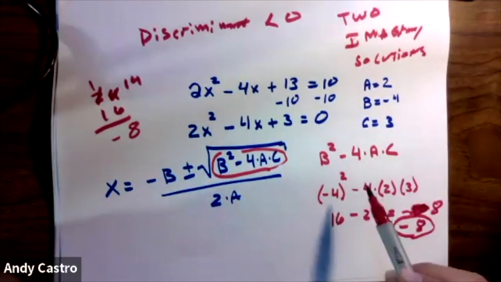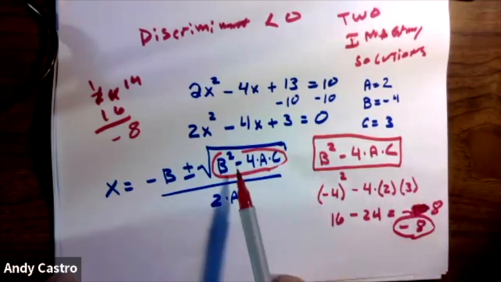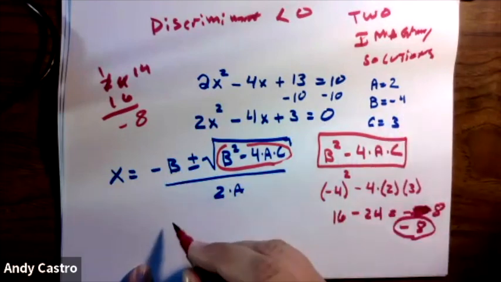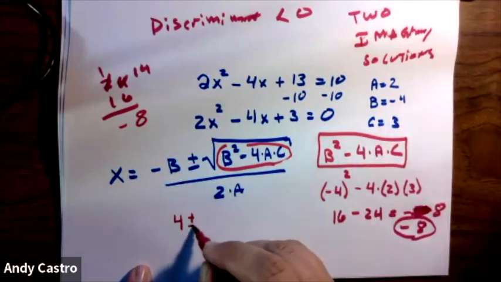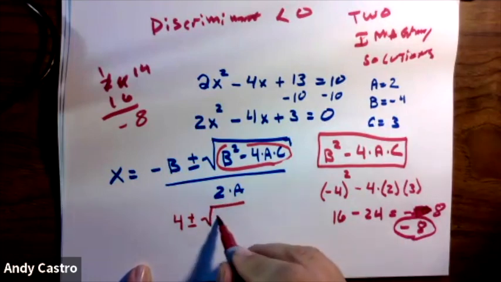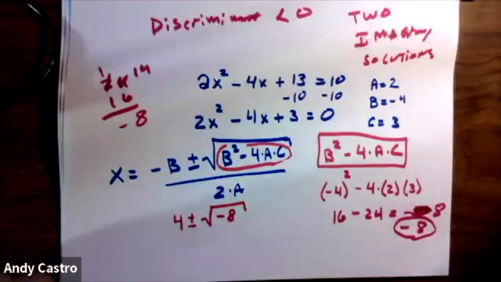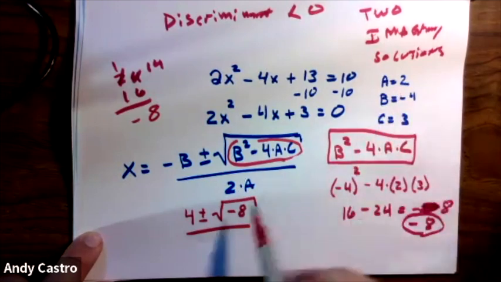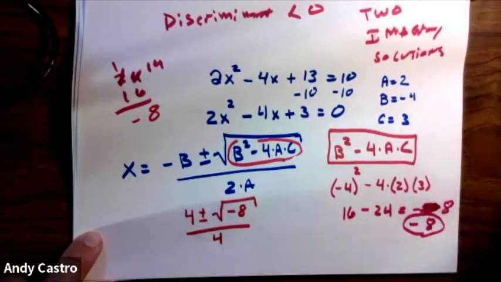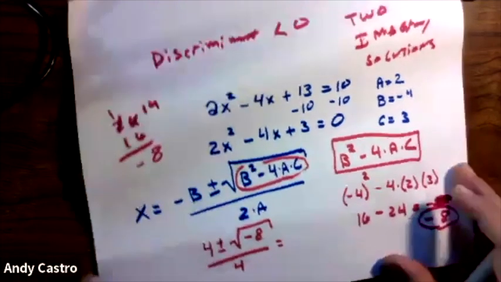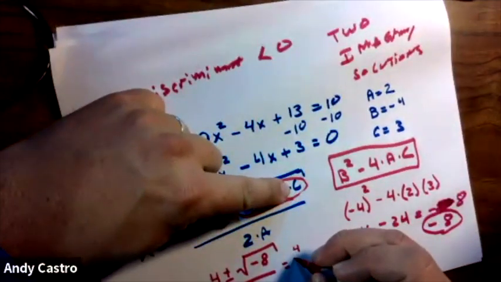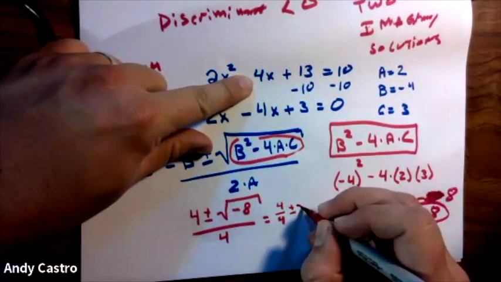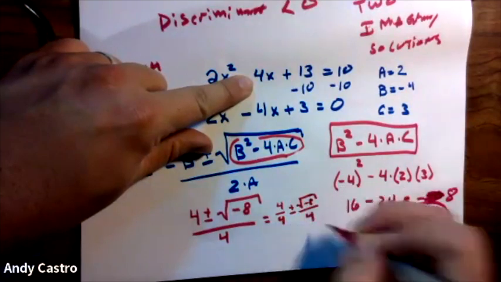So what does that mean? Well, I've already calculated my discriminant here, so I know what goes underneath the radical. So let me fill in everything else. Opposite of B, B is -4, so opposite of that would be 4, plus or minus the square root of -8. Okay? Divided by 2 times A, and A is 2, so 2 times 2 would be 4. Okay. So now I'll have 4 over 4, which is just 1, plus or minus square root of -8 over 4.